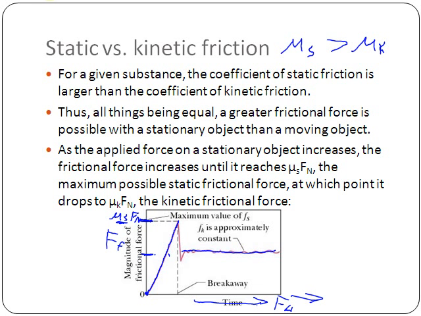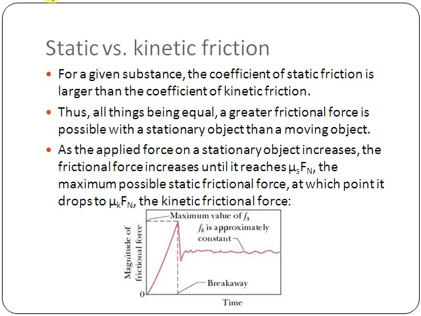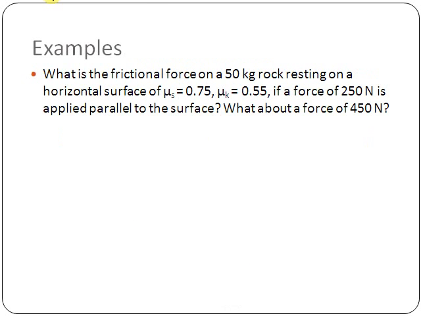So let's take a look at how we might solve some problems dealing with friction. Let's suppose that I have a 50 kilogram rock resting on a horizontal surface. It has a coefficient mu s of 0.75, mu k of 0.55 for my coefficients of friction. If a force of 250 newtons is applied parallel to the surface. That's our first part here. So let's say that we have our surface right here. We have some rock right here, which is a 50 kilogram rock. And let's talk about the forces on this rock.